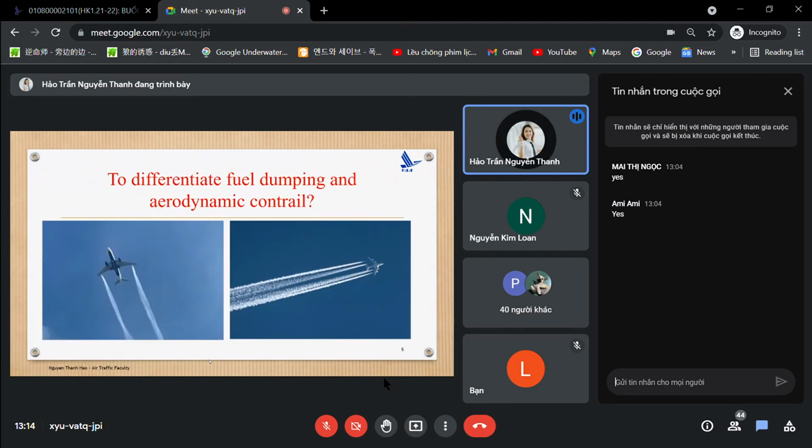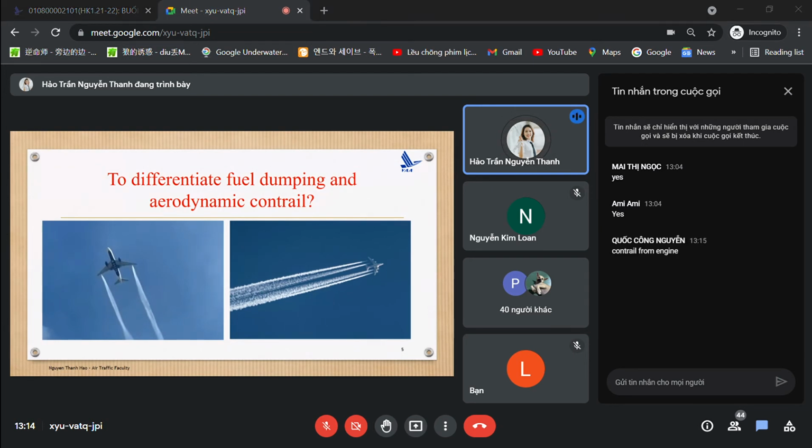Okay, in this subject background, I want to distinguish between fuel dumping and aerodynamic control. I think this phenomenon you can easily see in the sky. So do you know the difference between fuel dumping and aerodynamic control? Class, do you know the difference? Is it the same or is it different?